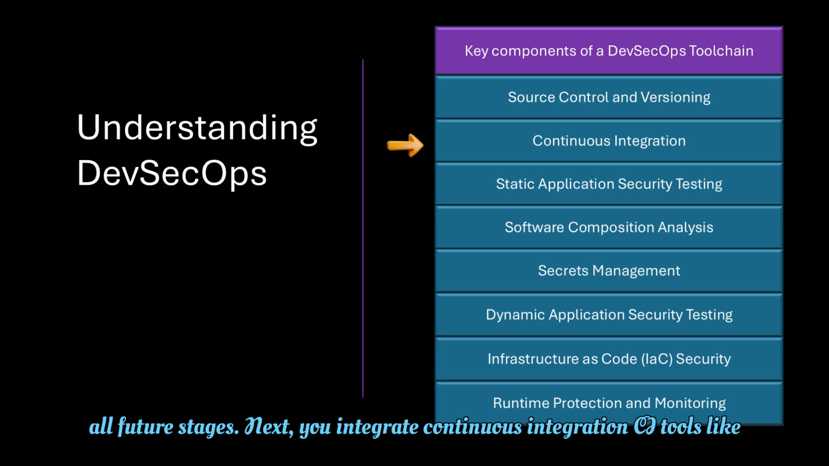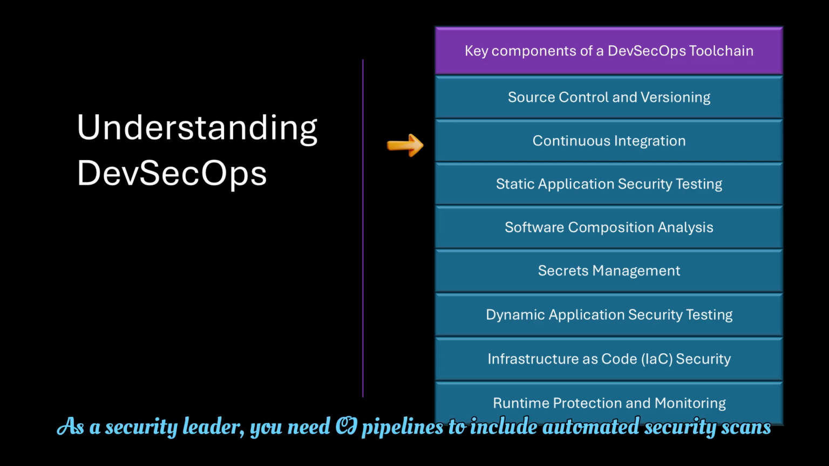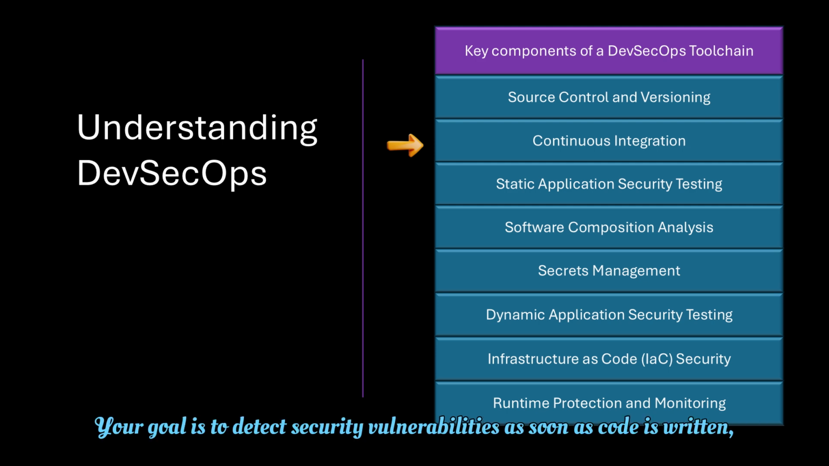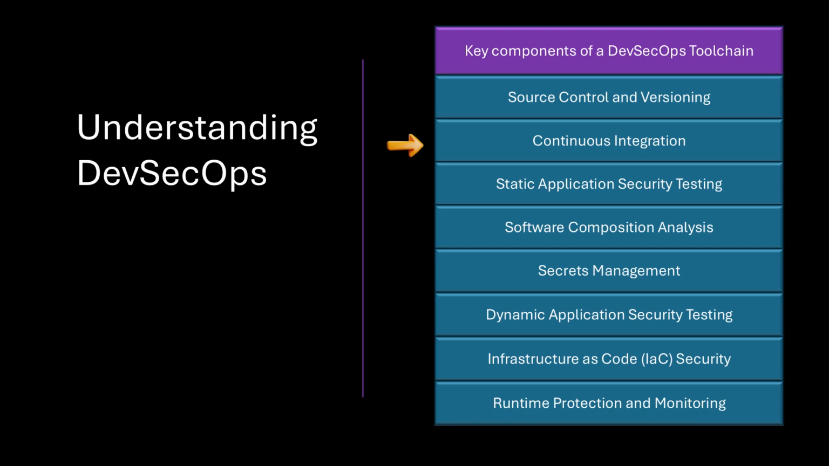Next, you integrate continuous integration, CI, tools like GitHub Actions, Azure Pipelines, or Jenkins. These tools automate building and testing code every time a change is committed. As a security leader, you need CI pipelines to include automated security scans at every build. Your goal is to detect security vulnerabilities as soon as code is written, not after it's deployed, allowing developers to fix issues quickly while they're still close to the code.